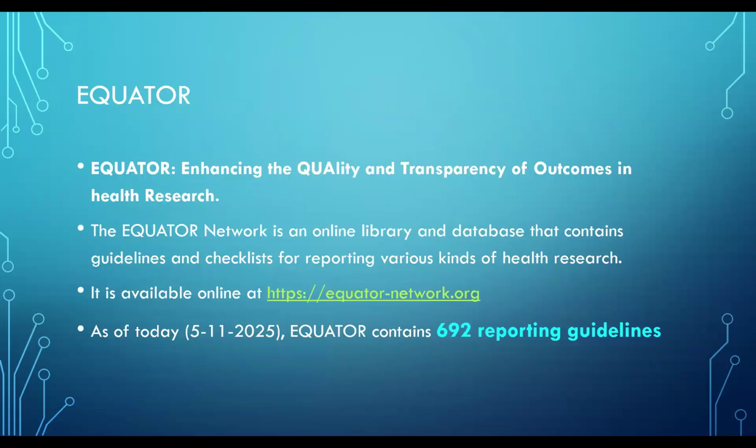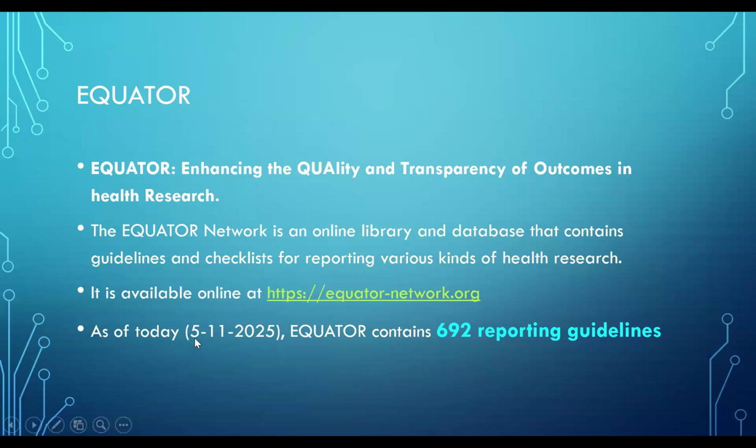Now, where do we find these checklists? The good news is that we don't just live in an era of checklists, we live in an era of open access. So most of these checklists and guidelines are available for free use. The place where they are all gathered together is a website known as the Equator Network. Equator is an acronym. It stands for Enhancing the Quality and Transparency of Outcomes in Health Research. It's an online library that contains all these guidelines for various kinds of health research. And it is available online at this website. You can all have a look there. Many of you must already be familiar with it.